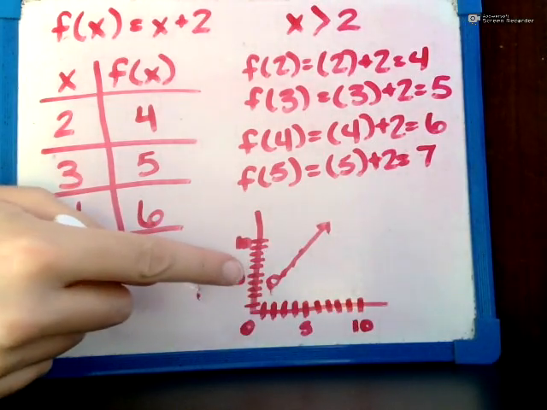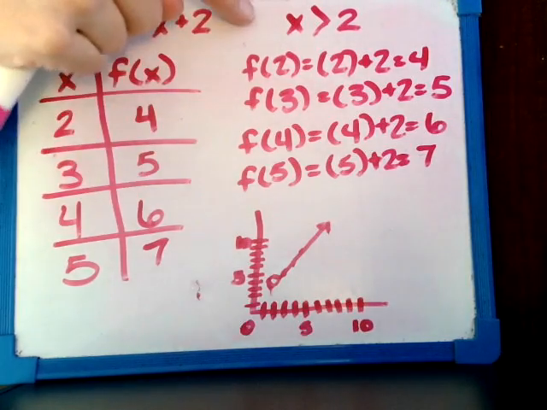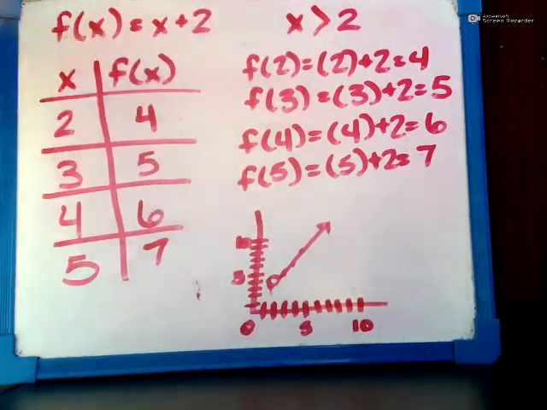Our starting point is an open circle because (2, 4) is not included as a solution. And the line continues on because even though our table stopped, this is any value greater than 2. So it's just going to keep going, and our table stopped, but the correct solutions keep going.